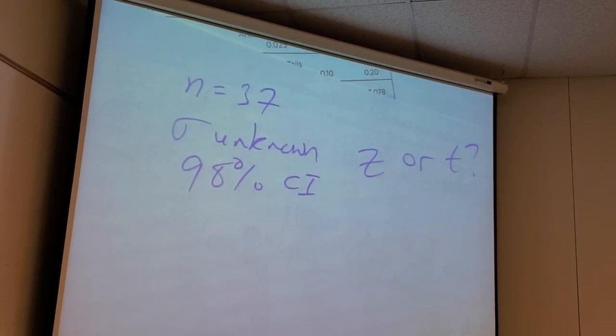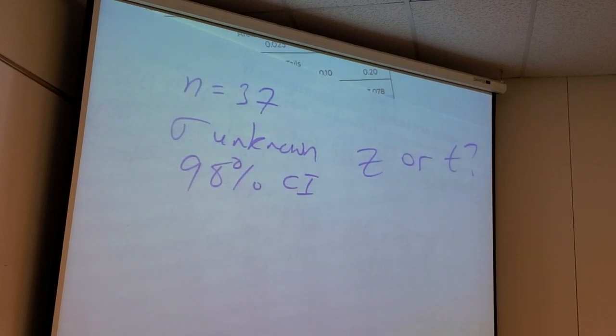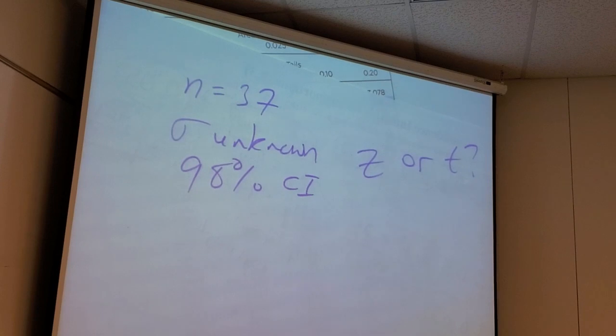There are 2 things I need to hear from you. Why do we use a T-score? Somebody give me one thing. Sigma's unknown. Yeah, I don't know sigma. Is it normal? We do know if it's normal. In fact, it must be normal for me to do anything.